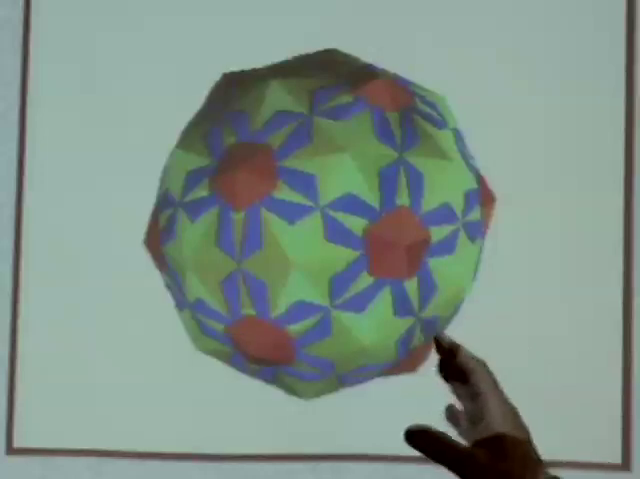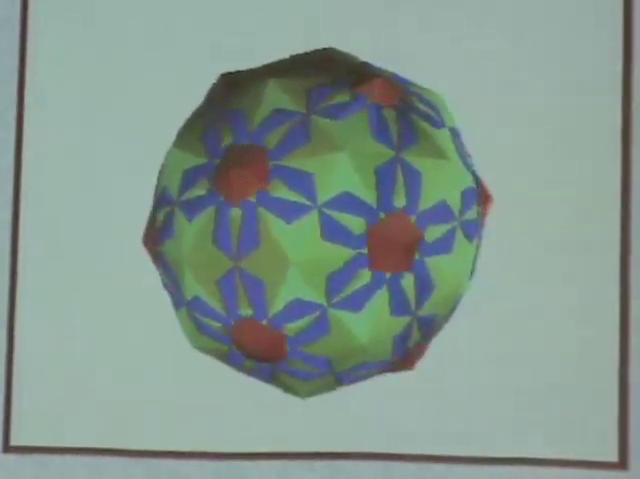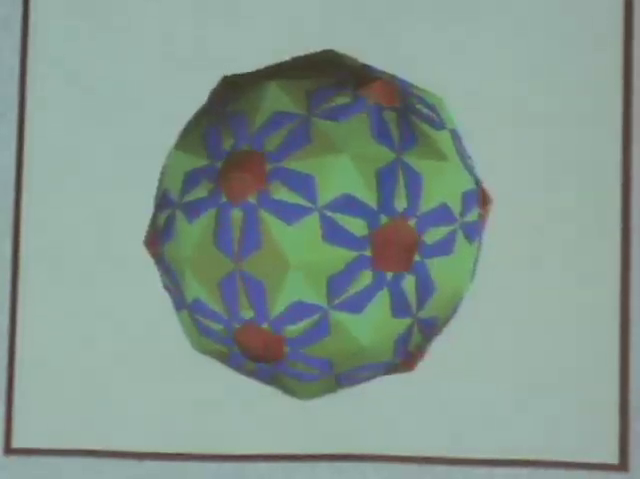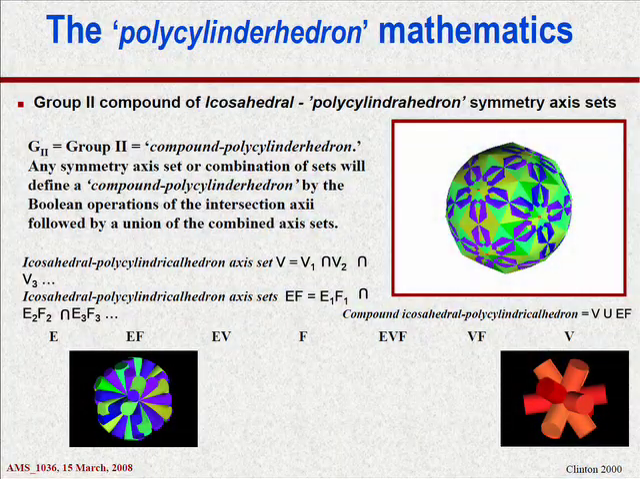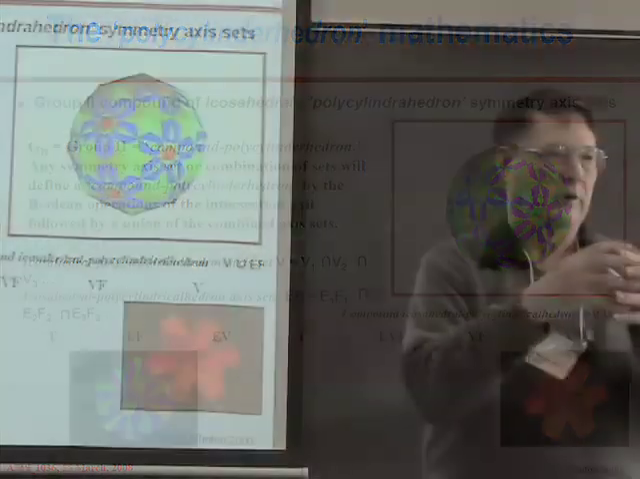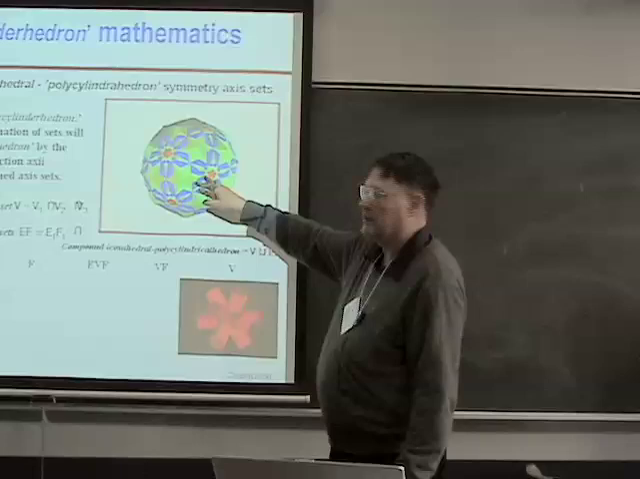In the group 2 series, I call those the compound polyhedra. And that is created by Boolean operations of the intersection of the axes of the sets. That's what you have here, the intersection of the axes. Then you basically follow that by a union of the sets. So what you're doing is superimposing one polyhedron inside the other. And you get this kind of a setup when you do that, these kind of figures.